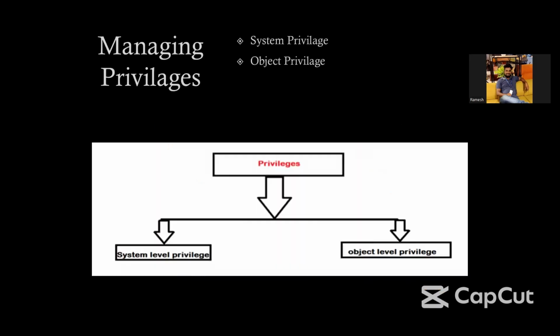Okay, so here, managing privileges. Okay, so the second chapter is managing privileges. There are two levels. Okay, one is system level privileges and the other is object level privileges. Okay, so there are two kinds of privileges: system level privileges and object level privileges. So what are the system level privileges? What are the object level privileges? So let's see the next slide.